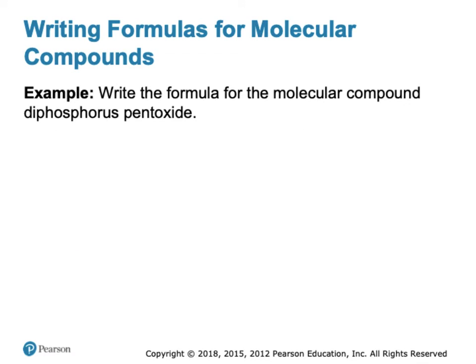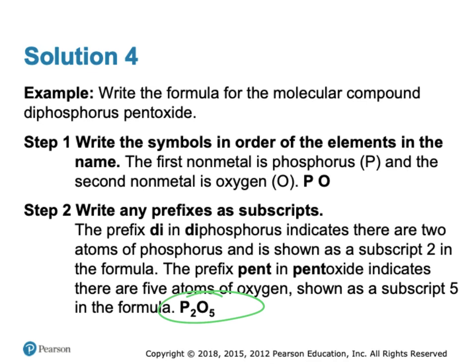So now another learning check. Write the formula for the molecular compound diphosphorus pentoxide. So we should have 2 phosphoruses and 5 oxygens. And you can see that laid out here.